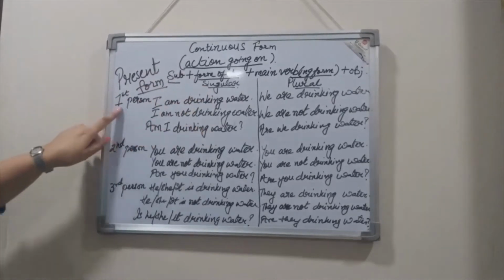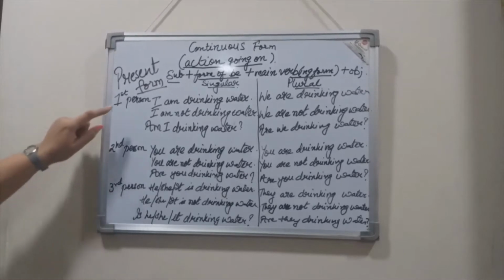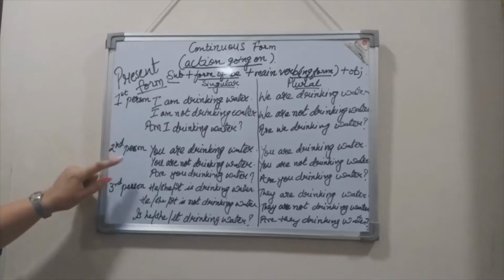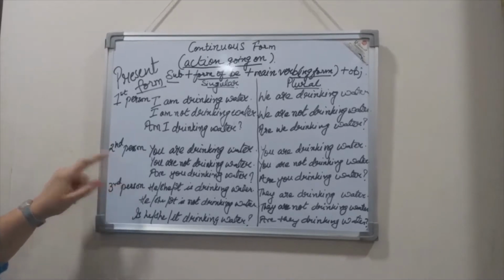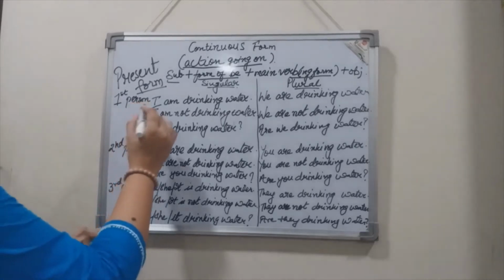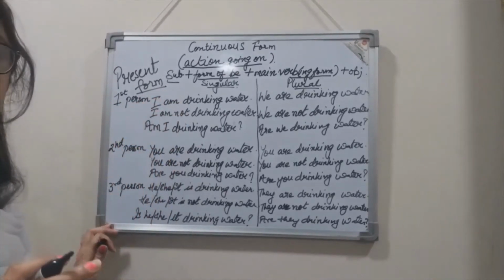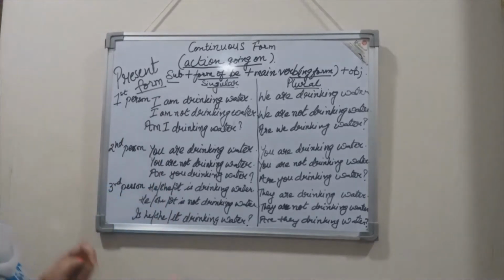Now let us see different sentences as per subject and number: first person, second person, third person. Again, let me repeat. First person is the person who is speaking. Second person is the person who is listening, the listener. And the third person is about whom we talk. So first of all, we'll talk about the positive form, that is the affirmative form.